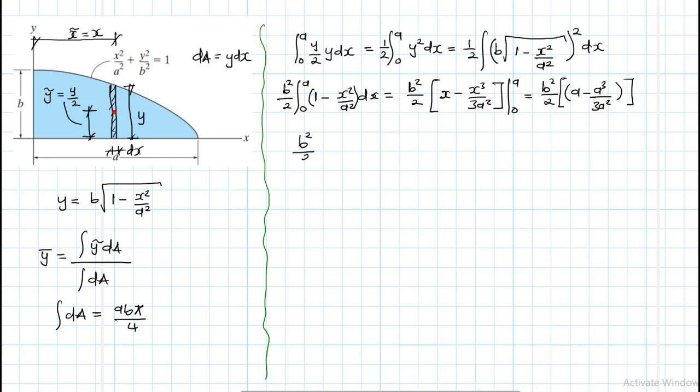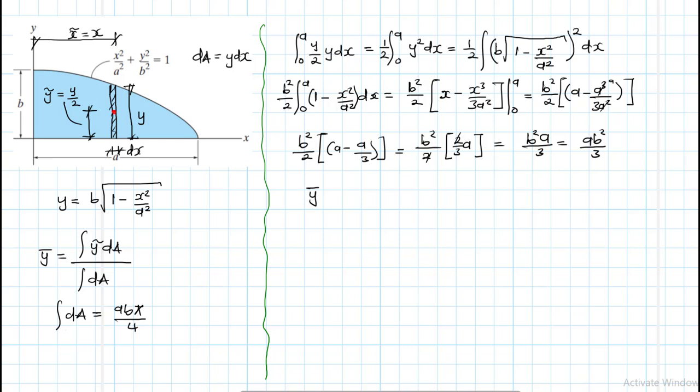Then we evaluate that, and we'll have b squared divided by 2 times a minus, there and there it cancels, we just remain with a, so this becomes just a over 3, which is b squared divided by 2 times 2a over 3. The 2 cancels out, then we'll have ab squared divided by 3. So we found the top part.